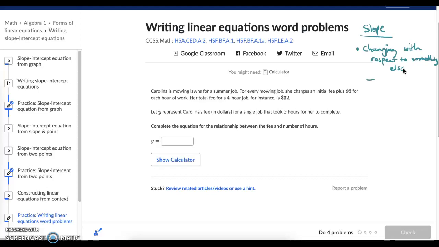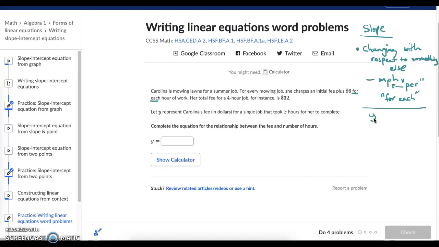Examples of this might be miles per hour. And it's specifically the word per. Per is something that comes up a lot. Another phrase that comes up a lot is for each. That indicates a change in one thing with respect to another. And you can see that phrase coming into this question right here, for each. So we know that that's going to be a slope. Any verbiage that indicates a change in something is a slope.